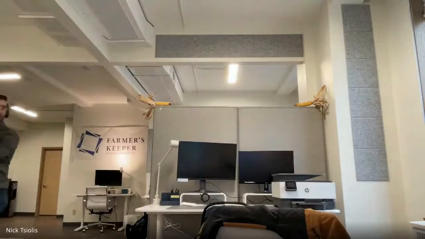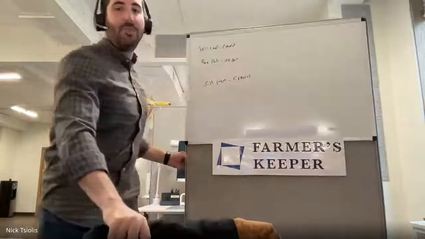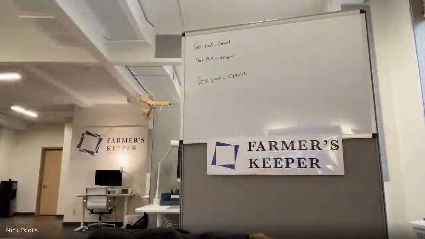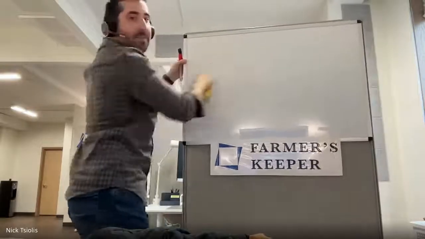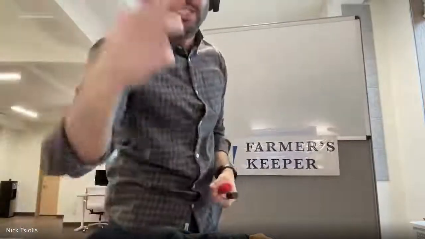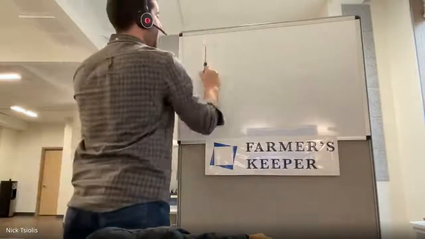So let me draw this out for you guys real quick. This is the way we look at it at Farmers Keeper. The first question I'm going to ask you is, at $14.15, if the board was at that price today, how many bushels of beans would you sell? Josh, you want to tell us how many bushels you would sell? Think about it while I'm drawing this. Maybe it's 0, I don't know.